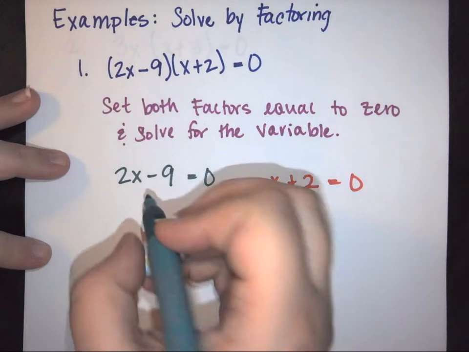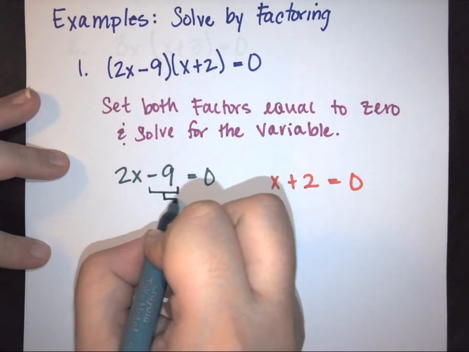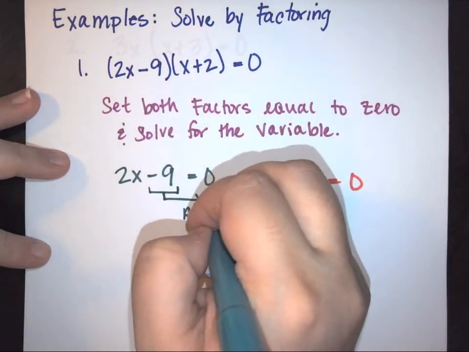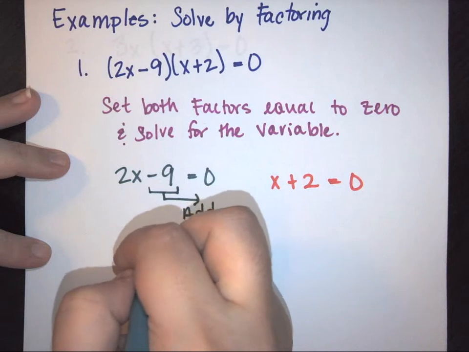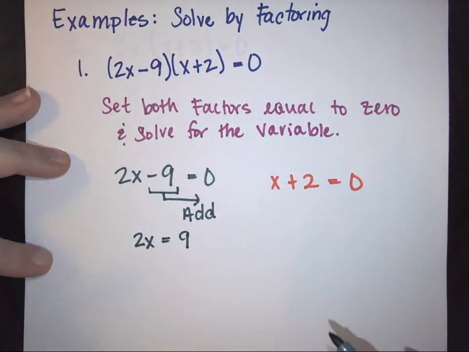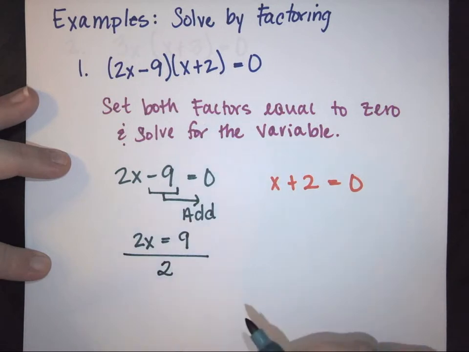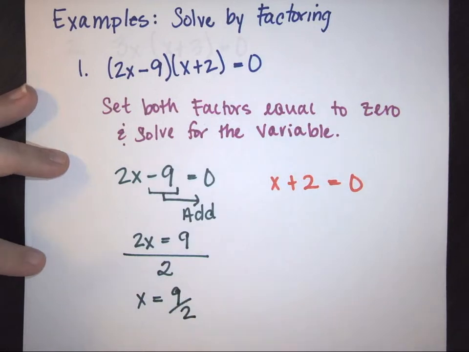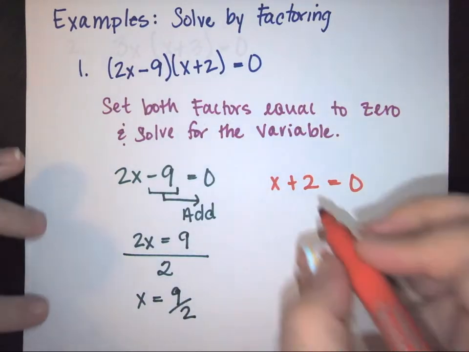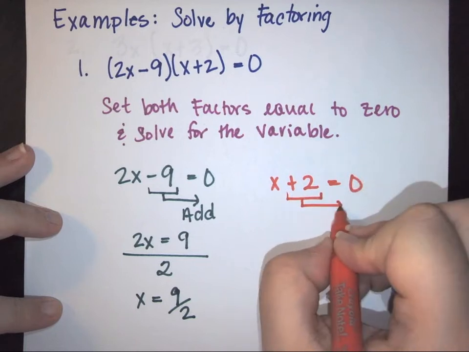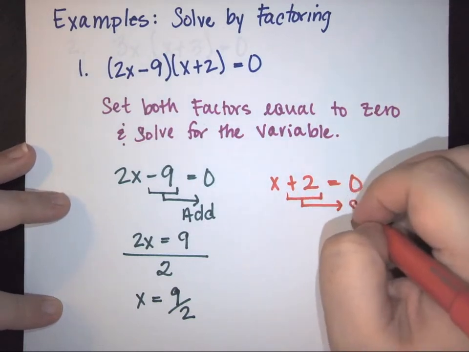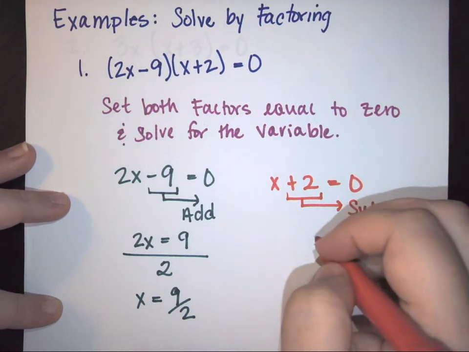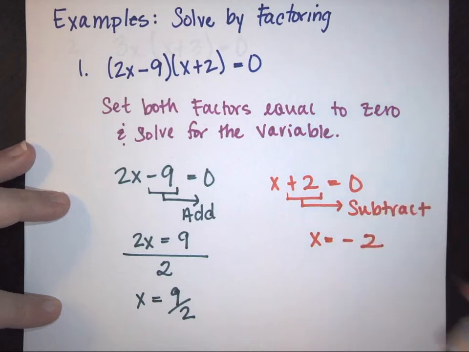So on this first side, the first thing I need to do is take this 9 and move it. Since it is already negative, to move it says I have to add. So this gives me that 2x is equal to 9. I want to divide the whole thing by 2. Therefore, x is equal to 9/2. Now on the other side, I need to take this 2 here and I need to move it. Since it is being added, to move it says you have to subtract. Therefore we get that x equals -2.